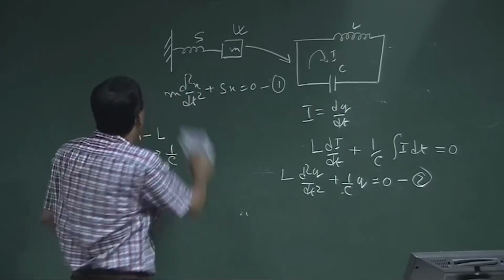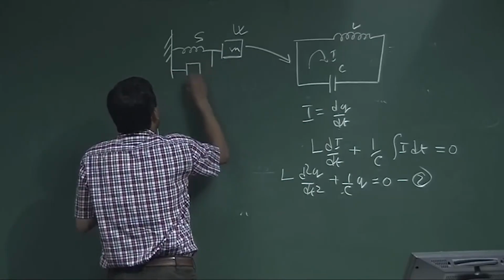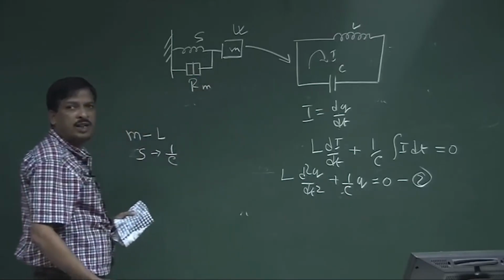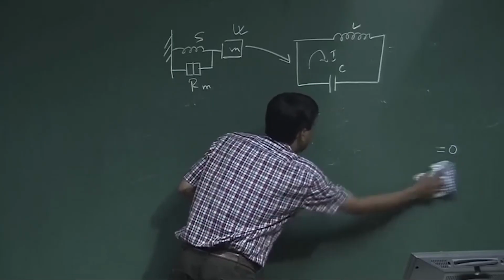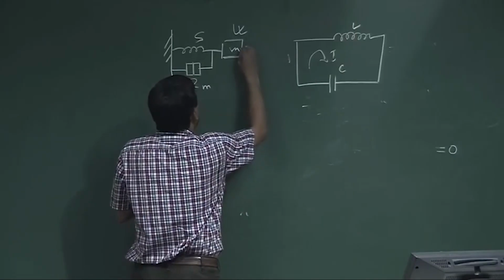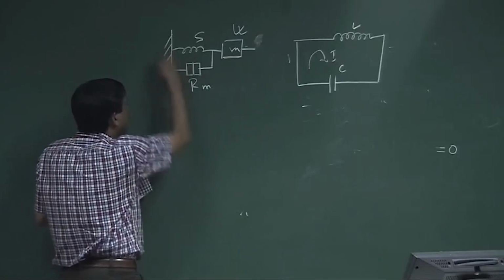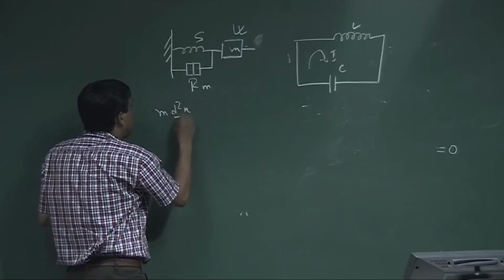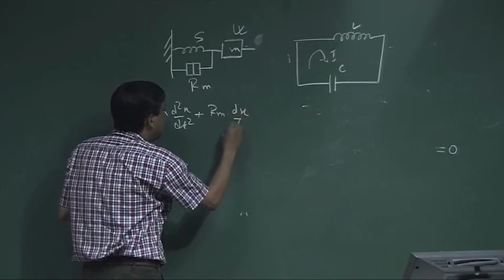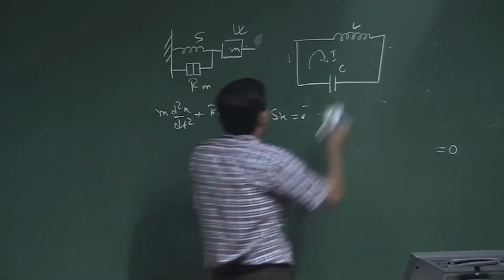Now, if I add mechanical damping in the mechanical circuit, which is Rm, and if I apply a force F here, then the equation of motion, if the force is not there, is m d2x by dt square plus Rm dx by dt plus Sx is equal to 0.